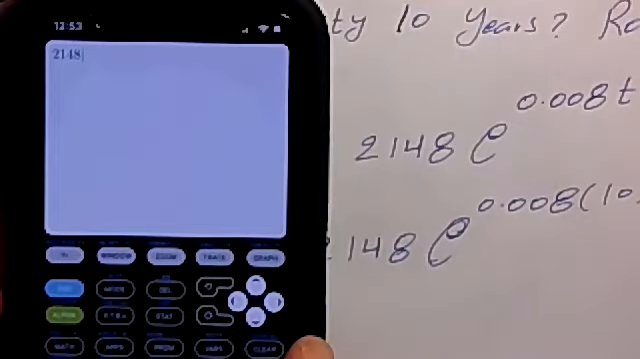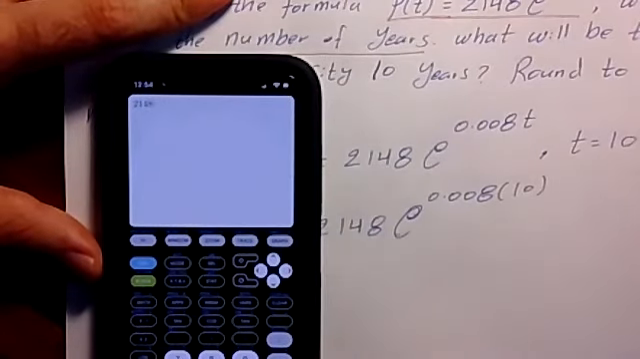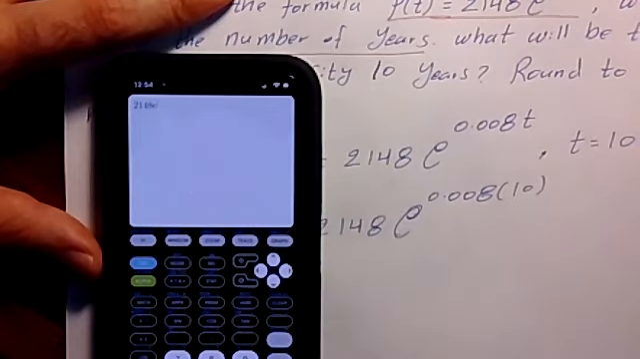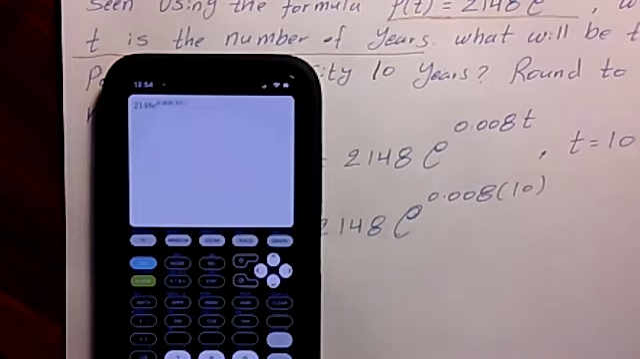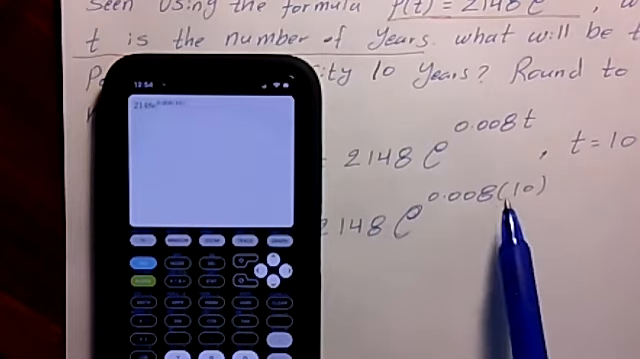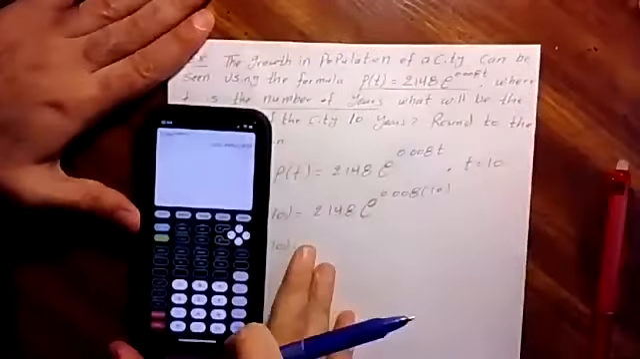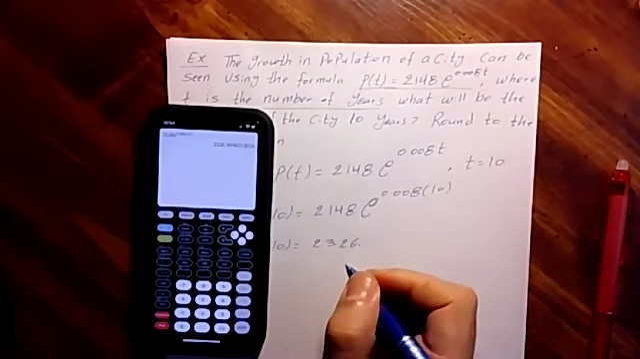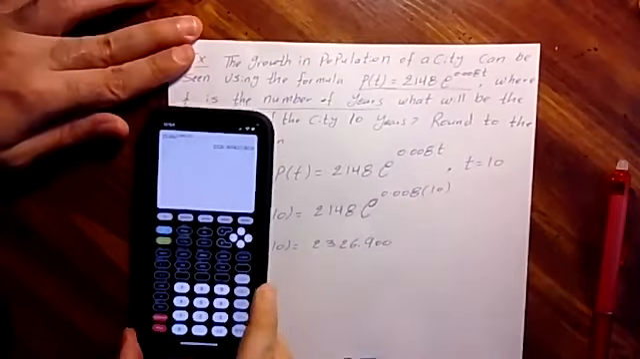For the e function, you're going to press the second and you're going to press the ln. Here's the second function for the ln, you see it's e to the exponent. Write down everything here: 0.008 times 10. Close the parentheses. So write down the number 2,148, press the second and the ln, and write down 0.008 times 10. The result is going to be 2,326.9900.